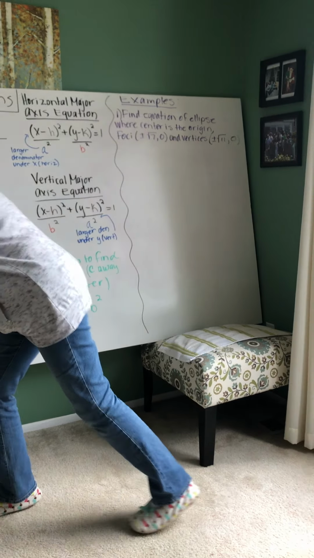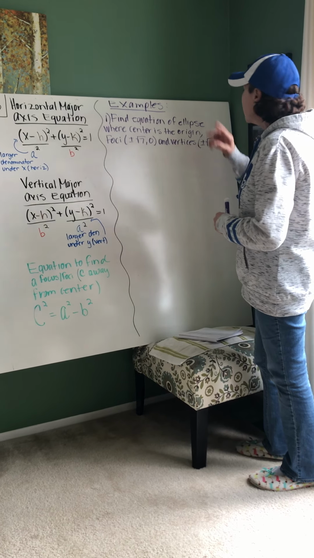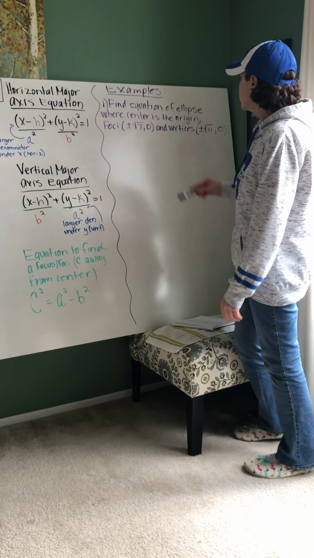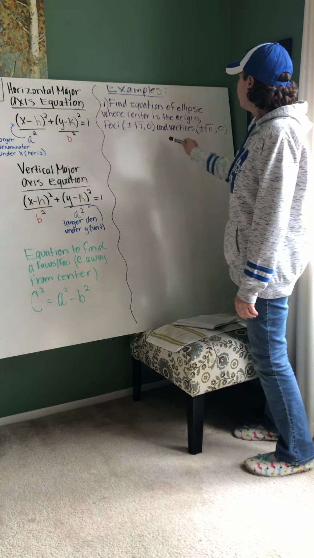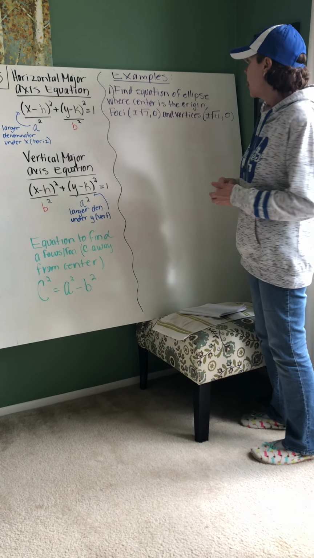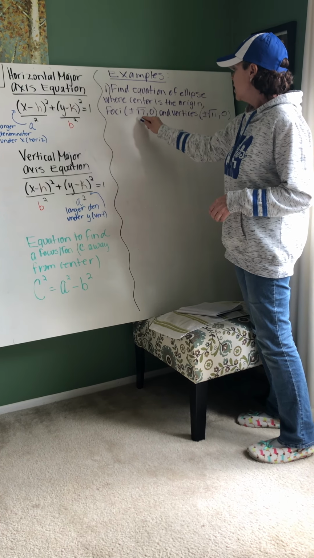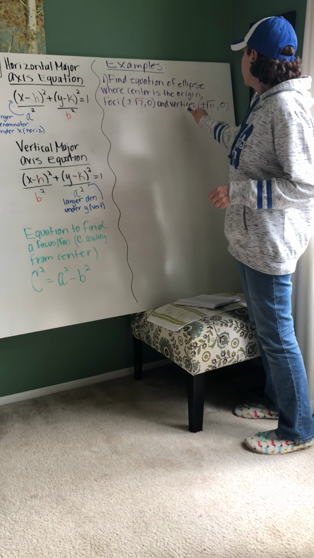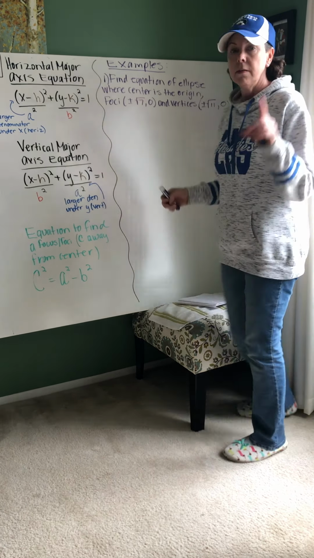Let's see, who had asked for this one? This was Lucas. I think Lucas Shock. This was find the equation of an ellipse from its features. So where the center is the origin, that's 0, 0. Where the foci are plus or minus the square root of 7, comma 0, and the vertices, those are always the major ones, are at plus or minus the square root of 11, comma 0.